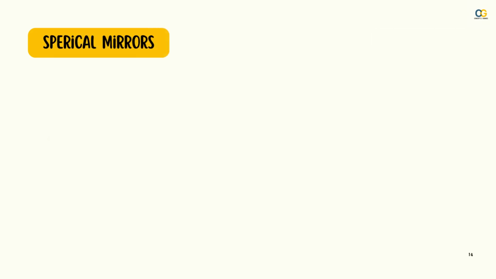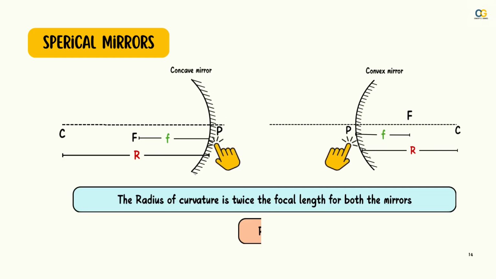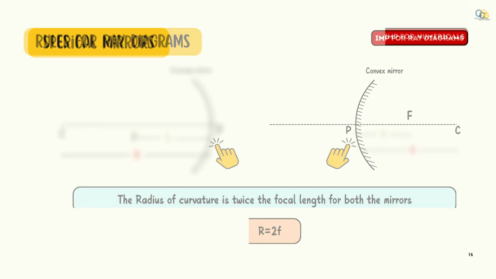Now, for spherical mirrors that are less curved, there is an important relation between the radius of curvature and the focal length. That is, the radius of curvature is 2 times the focal length. This is very important for our numericals. Let us see some rules for drawing ray diagrams.